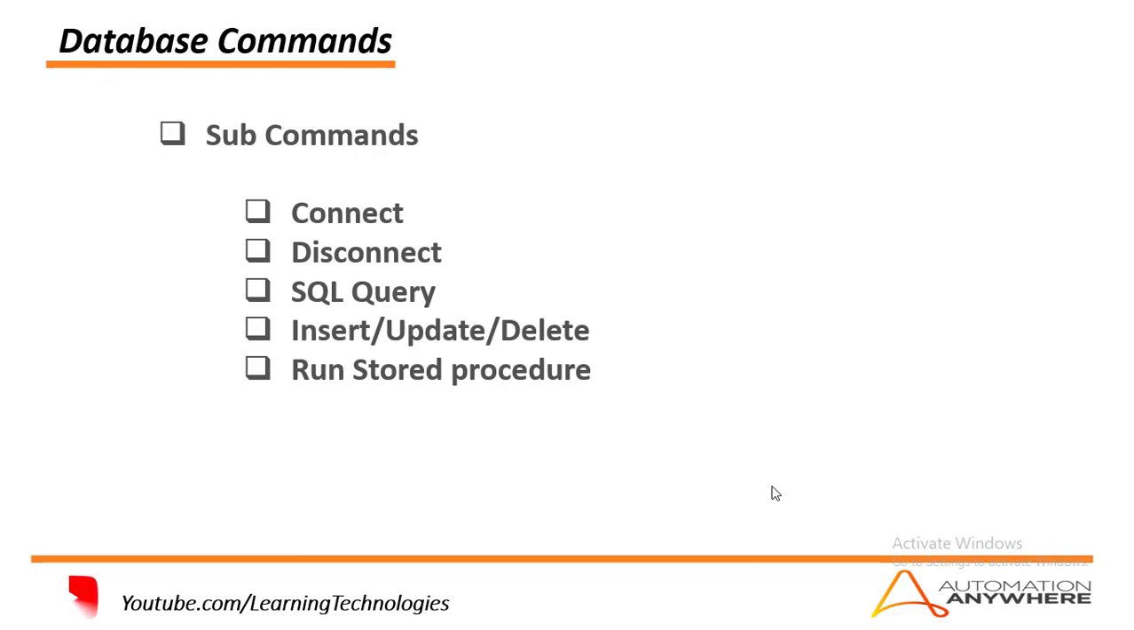On my screen, you can see the database subcommands which are provided by Automation Anywhere. For the database subcommands, we have connect, disconnect, SQL query, insert or update or delete, and finally we have run stored procedures. I will explain them one by one. By using the connect subcommand, we can connect to the database. In the same way, we can disconnect the database by using the disconnect subcommand.